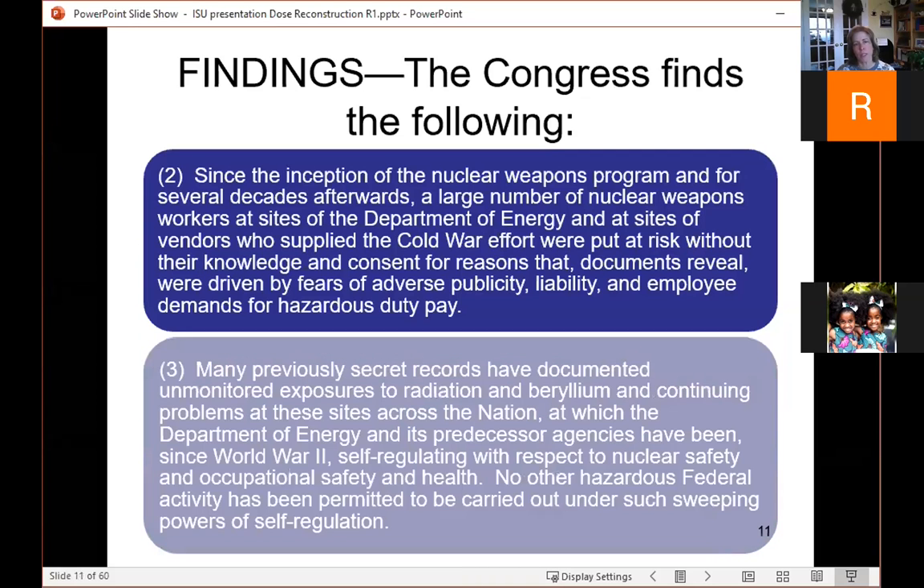So they went also on to find that a large number of workers at these facilities were put at risk without knowing about it and without consent for it, and that previously secret records that have since been declassified documented unmonitored exposures. And another issue was that DOE runs the facilities and it also regulates them. And so that was part of the concern for this passage. They said it's self-regulating with respect to nuclear safety and occupational safety and health. No other hazardous federal activity has been permitted to be carried out under self-regulation.